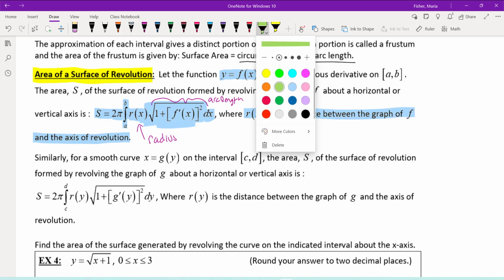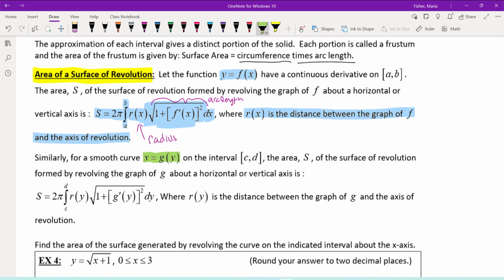Similarly, if I give you a function of y that's continuous on some interval from c to d, and I'm revolving this function either about a horizontal or a vertical axis, the surface area is equal to 2 pi times the integral from c to d of r of y, which is just the radius, times the square root of 1 plus g prime of y quantity squared dy, and this was just arc length. And again, r of y is just the distance from the graph of g to the axis of revolution, so this is just that radius.